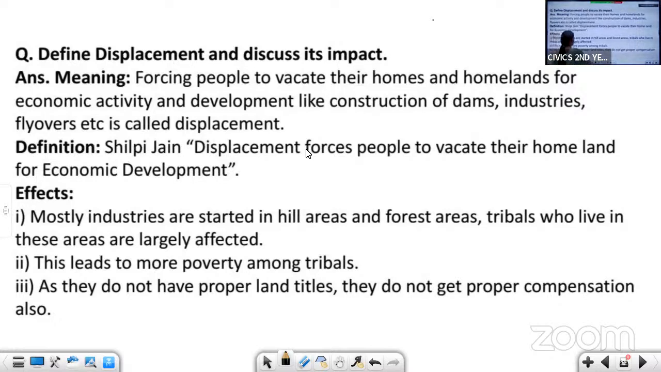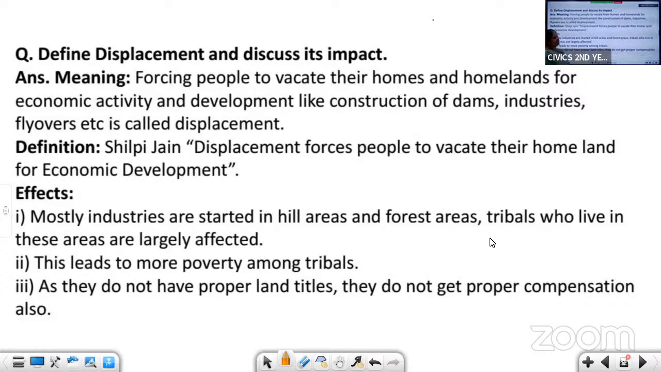What do you mean by displacement? What does the word displacement mean? Displacing means changing the place, right? To displace is changing the place of a thing, a commodity or anything, moving it from one place to another place. That is displacement. Here displacement is a major problem, a challenge to the government.